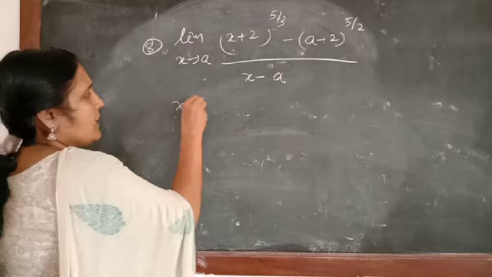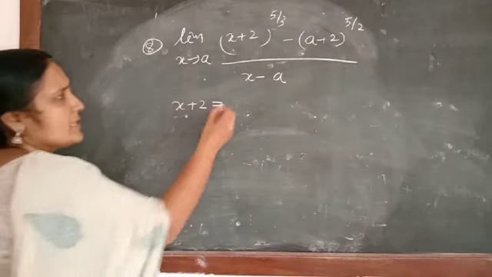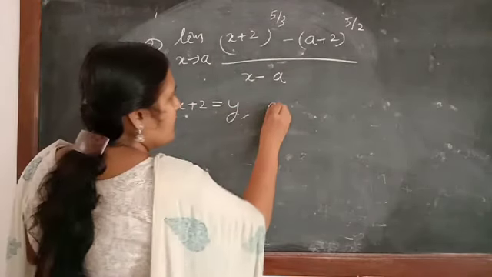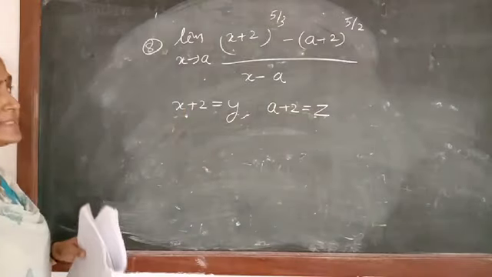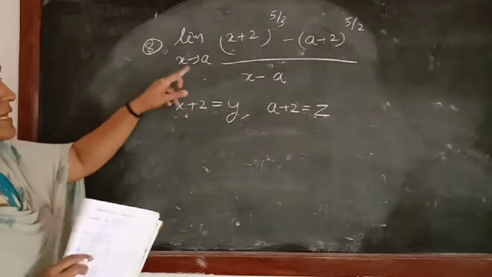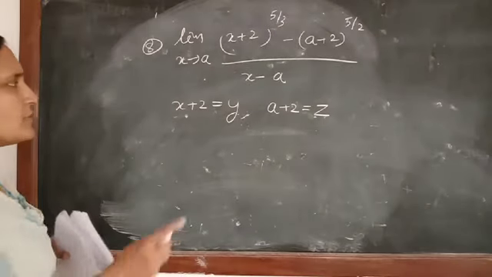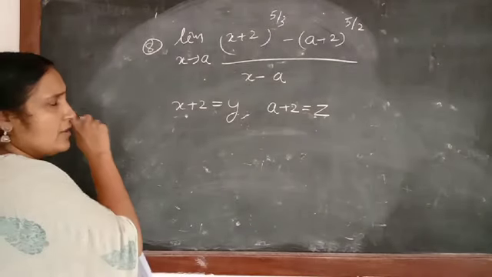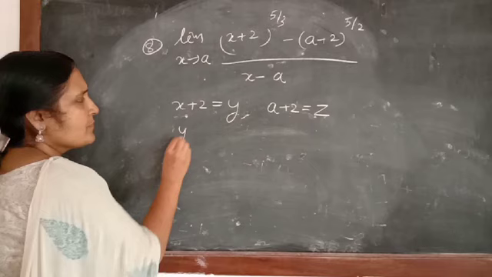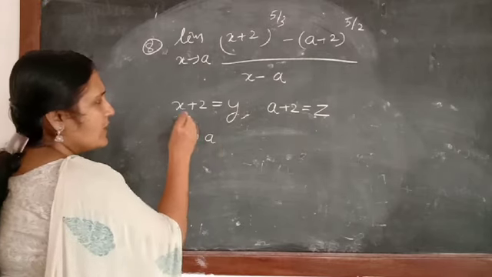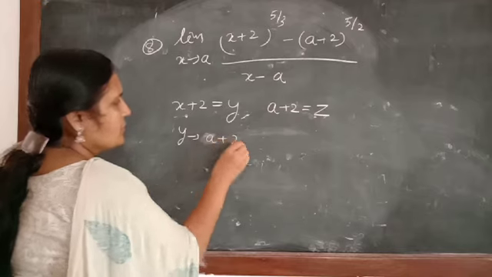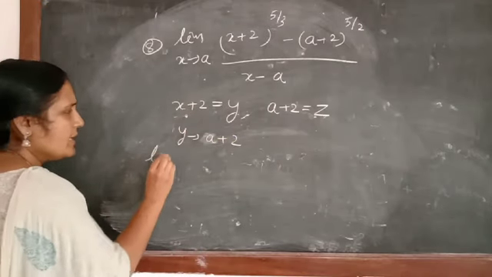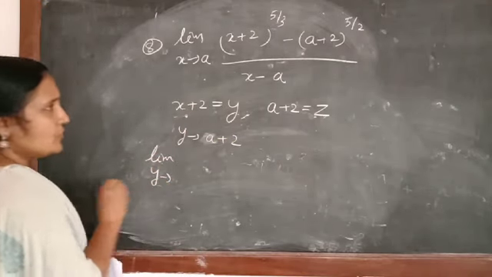So first one, x plus 2 I am taking as y there, and a plus 2 can we take it as z? Okay, so a plus 2 taken as z there. Here our limit x tends to a. So when x tends to a, what will be the value of y? Y tends to, when x tends to a, y tends to a plus 2. Now just to change the limit there, limit y tends to a plus 2.